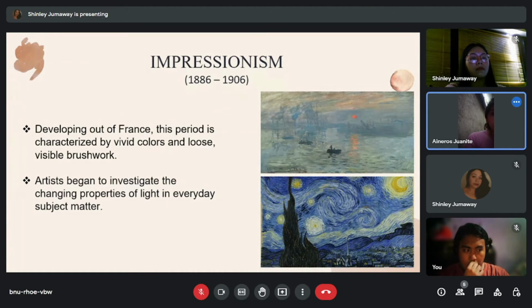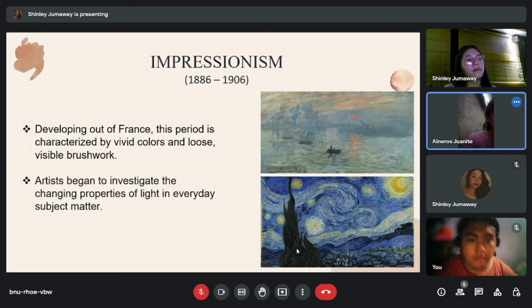Impressionism developed in France in the 19th century and was based on the practice of painting outdoors, spontaneously on the spot rather than in a studio from sketches. The main subjects were landscapes and scenes of everyday life.